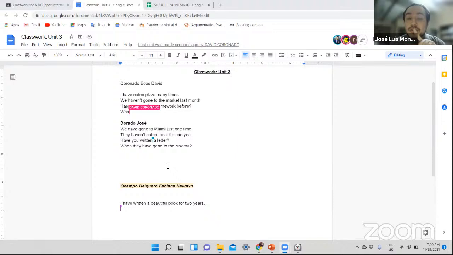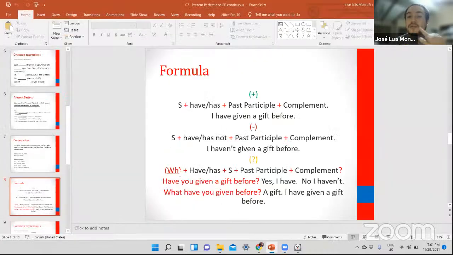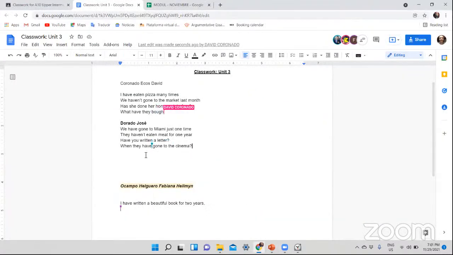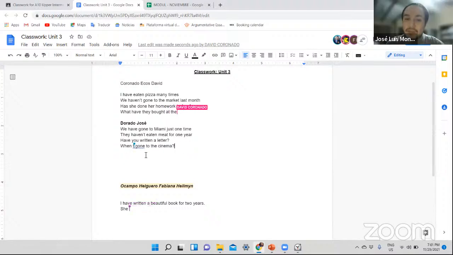Good. In this one, the only thing I'm going to change is the order. Remember, we have to use question order. And in question order, if we check this one, first WH, then have or has, then the subject, and then the past participle. So the only change that you need to make here, Jose, it's going to be... When have they? Correct. When have they gone to the cinema?